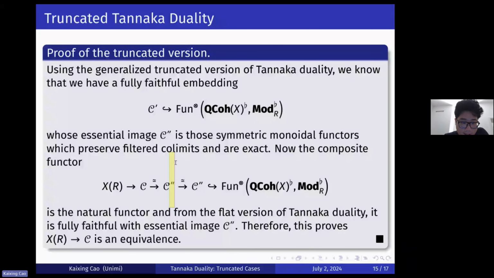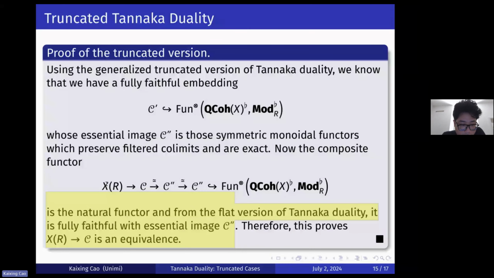And C prime has the embedding to the functor category between the flat quasi-coherent sheaves, and the essential image is denoted by this guy. So we have the two equivalences of the infinity categories, and it's a full subcategory of this functor category between the flat objects. The composite functor is just given by taking the composition of the pullback and the restriction to the flat objects.